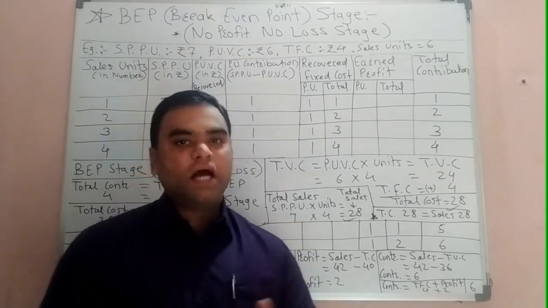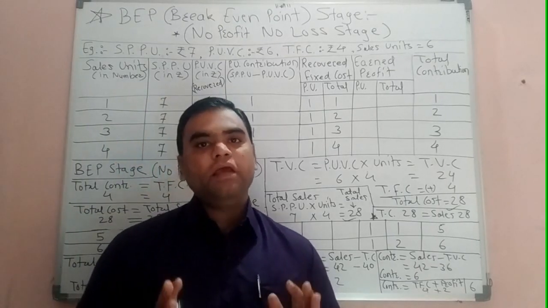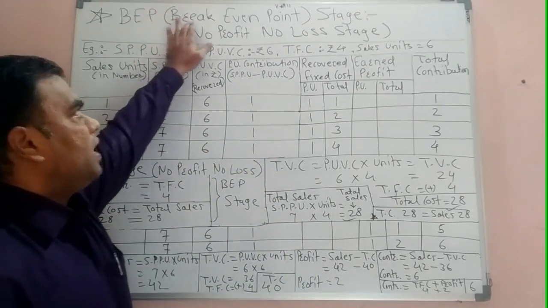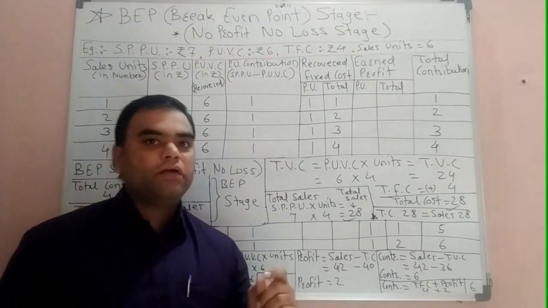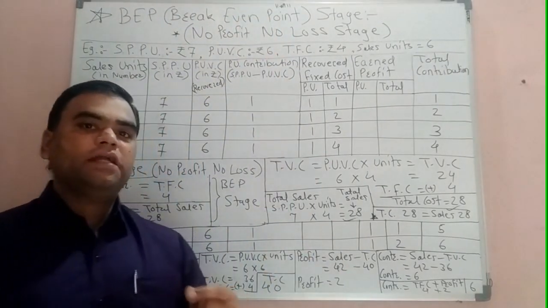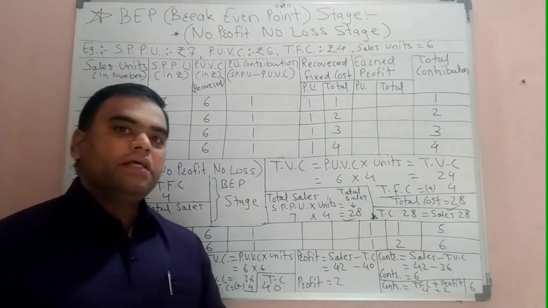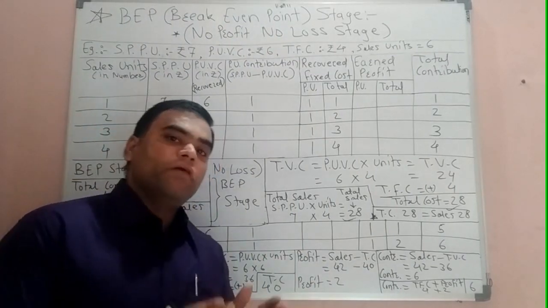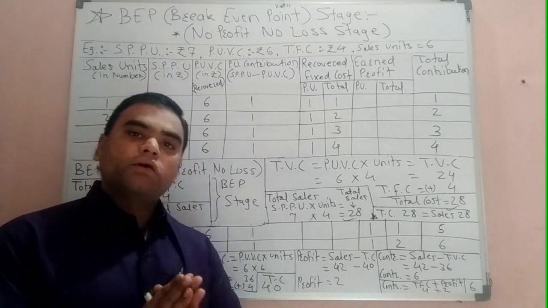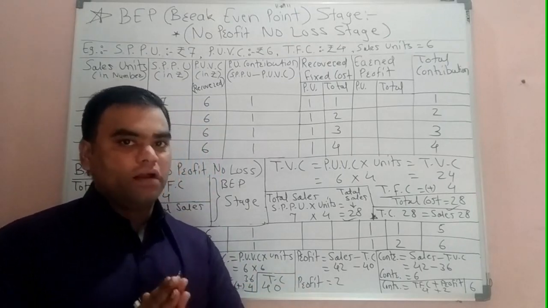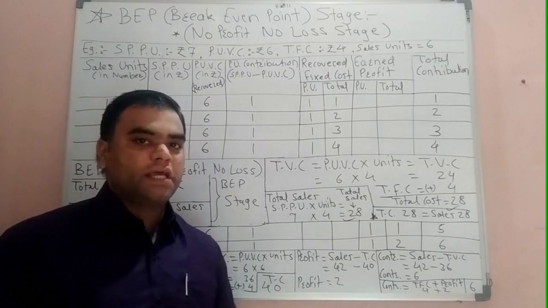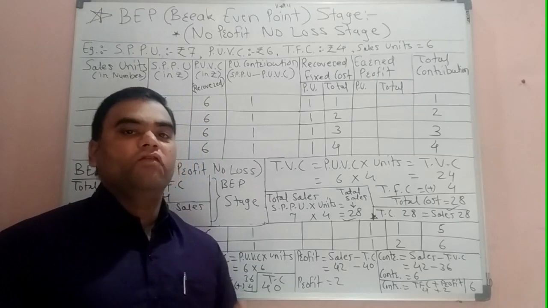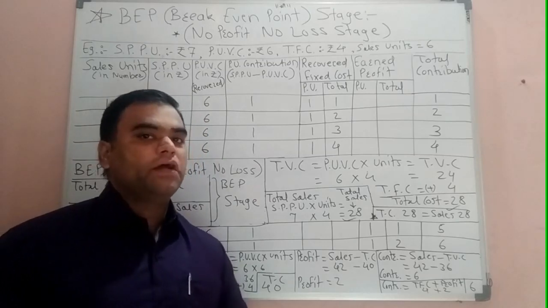So let's start with the meaning of BEP stage. BEP stands for break-even point. When that stage comes, it is that point of sale when our total cost and total sales are exactly equal. When our total cost and total sales are the same, then what will happen? Obviously, there will be no profit, no loss.